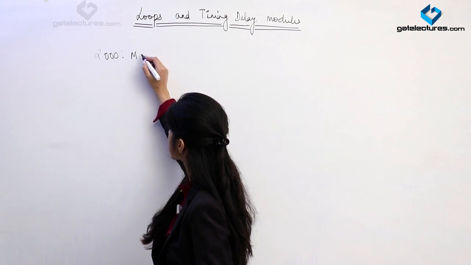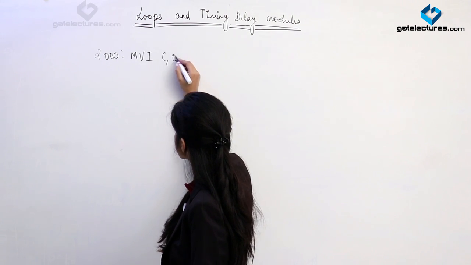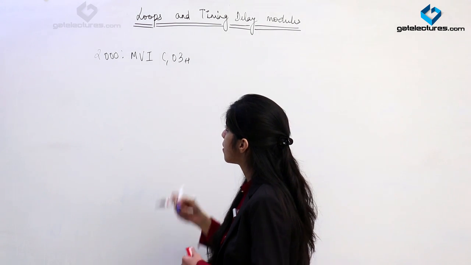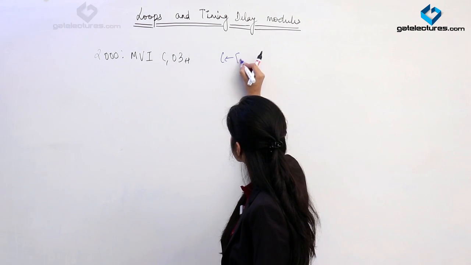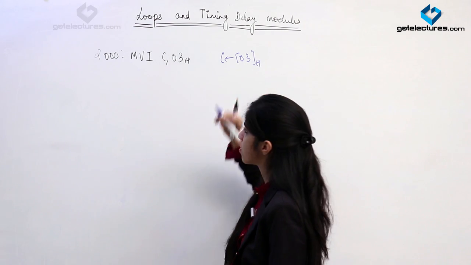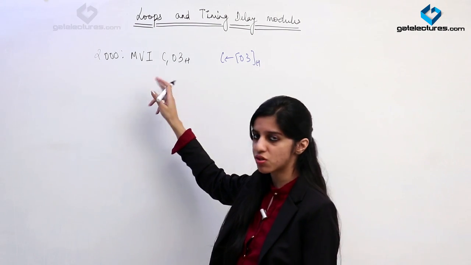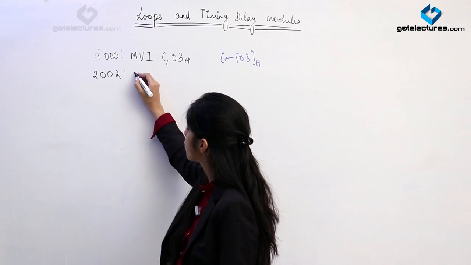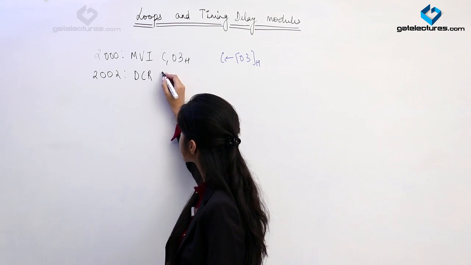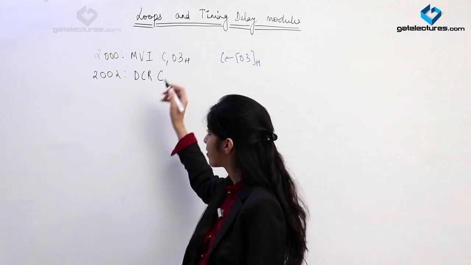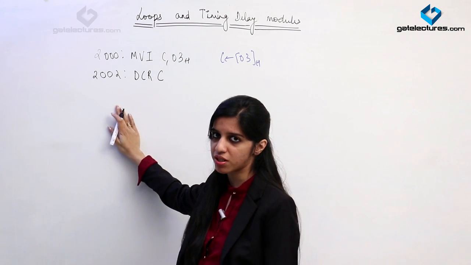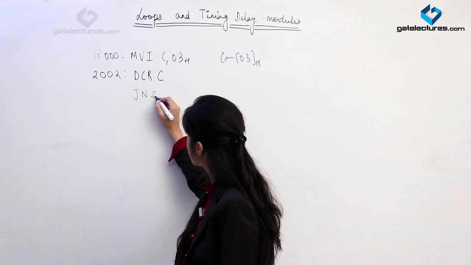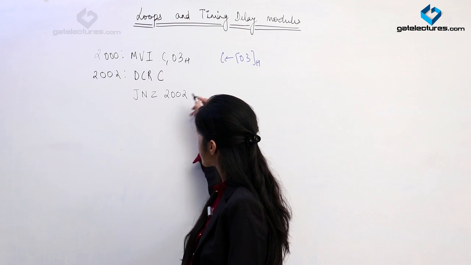I give a simple instruction, MVI C, 03H. What this instruction is going to do is simply load C with the contents 03. Since this is a 2-byte instruction, the next instruction is going to begin from 2002. Here I'm giving a simple instruction, DCR C. Then I'm giving a jump instruction, a conditional jump, JNZ 2002.